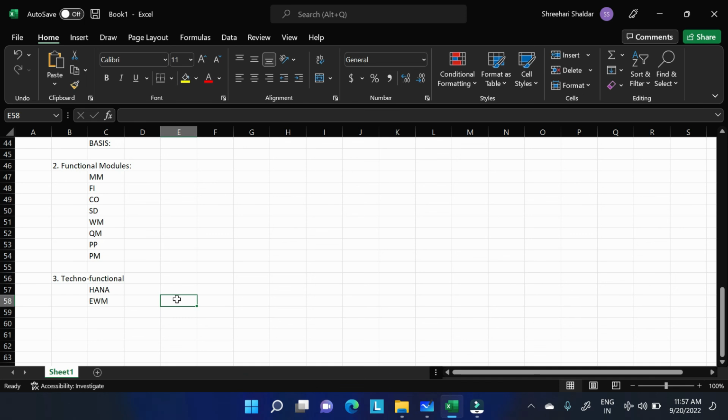So this is the introduction of SAP that we can discuss, and in the later stages we'll see what the different phases of SAP are, and we'll learn what the different activities are under the different phases.